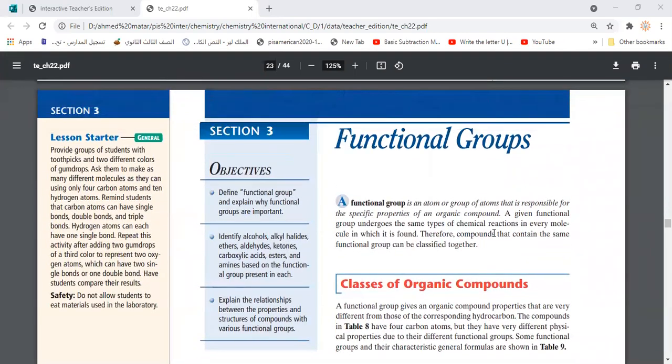Today we're going to start a new lesson. We're still in chapter 22. We talk about the organic compounds, organic materials. So today we're going to talk about the functional group.